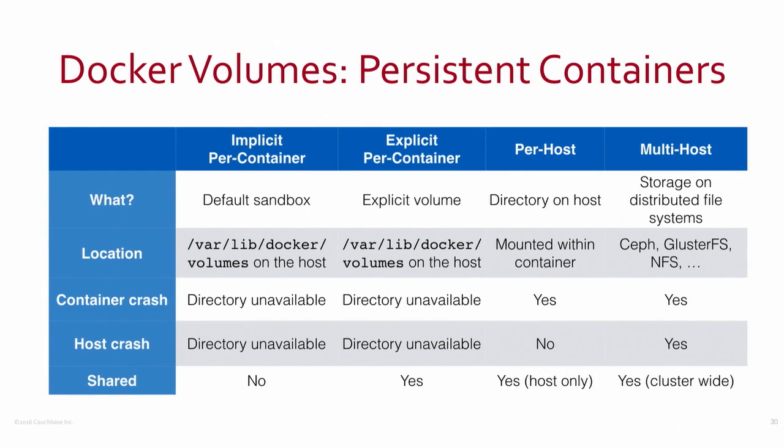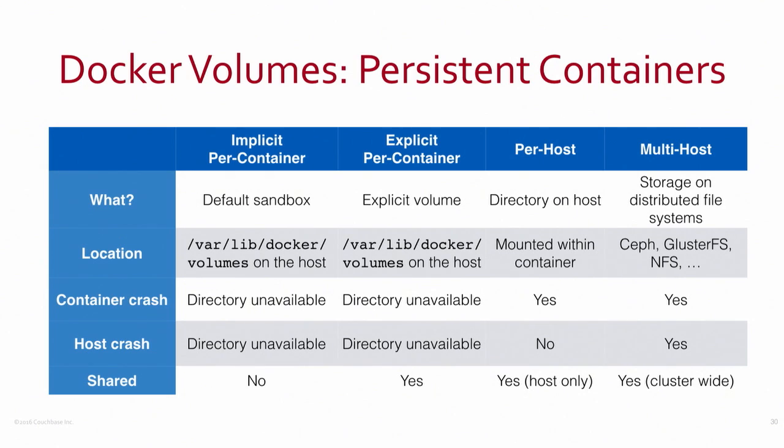And in terms of sharing, the implicit per container certainly cannot be shared because that is implicit per container. It's a sandbox for that container. If a container dies, everything is gone. The explicit per container one, you have an explicit name for the volume, and that can be shared among different containers. Per host, yes, it can be shared, but only on the host. And then the fun thing is where you're looking at really, hey, this is my cluster-wide storage and how it can share. So these are the four typical use cases I've seen of running persistent containers and the different storage strategies that people have applied.